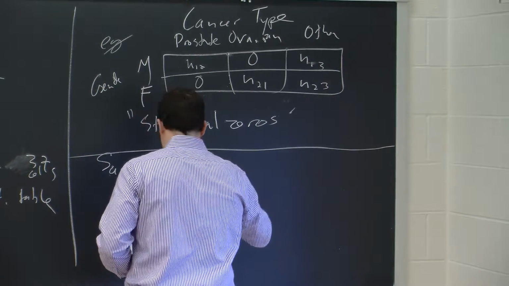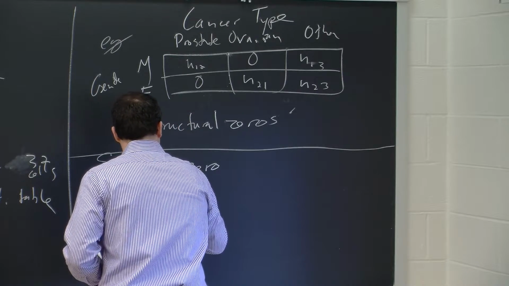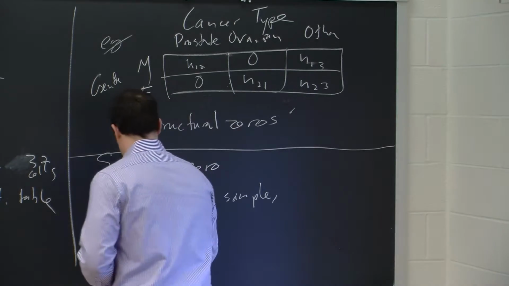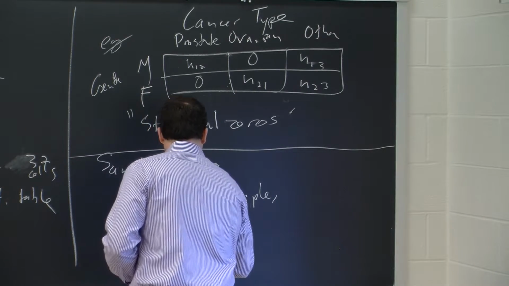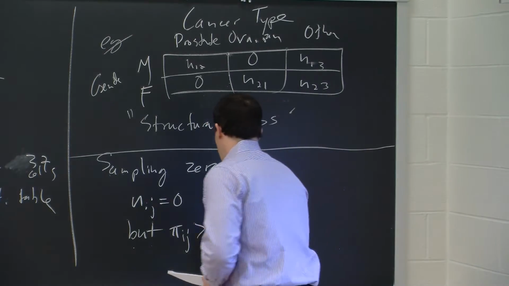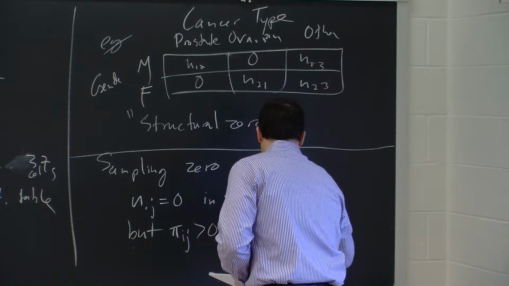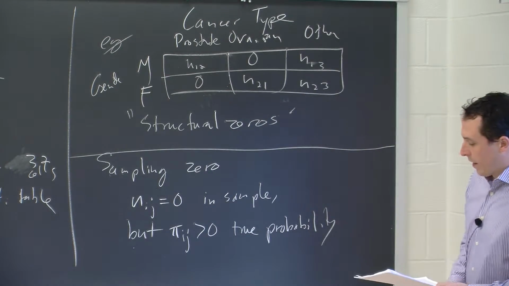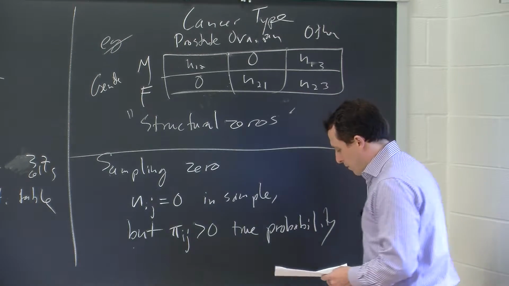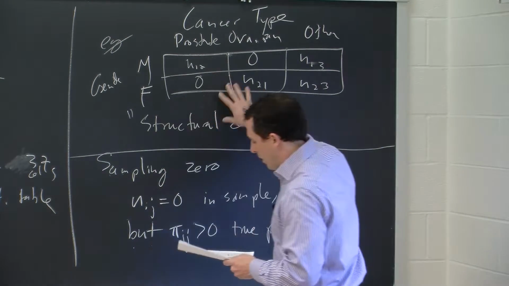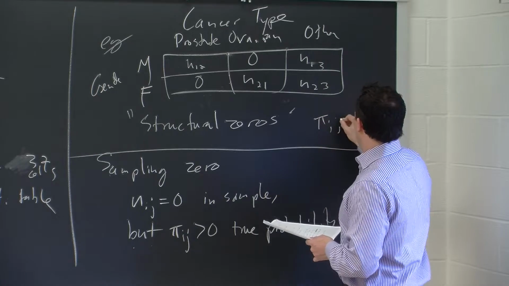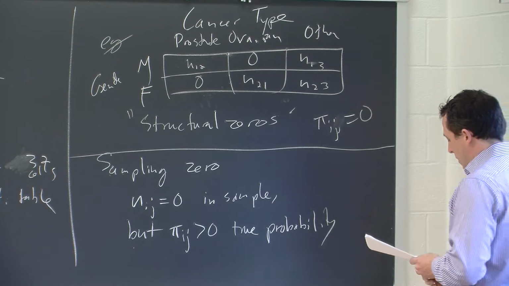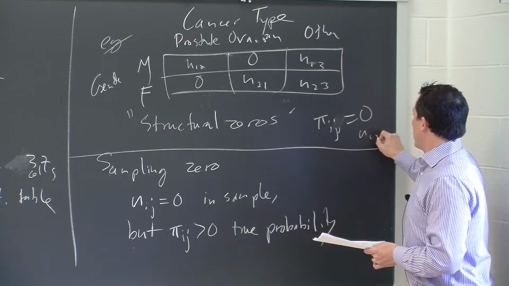So in a sampling zero, we have some n_ij equal to 0 in the sample, but we believe that the true probability pi_ij is positive. That is, if we had a large enough sample, we would finally observe something in that case, if n were large enough. Whereas in this one, we believe that pi_ij really is just 0. No matter how large I make n, n_ij will always be 0.